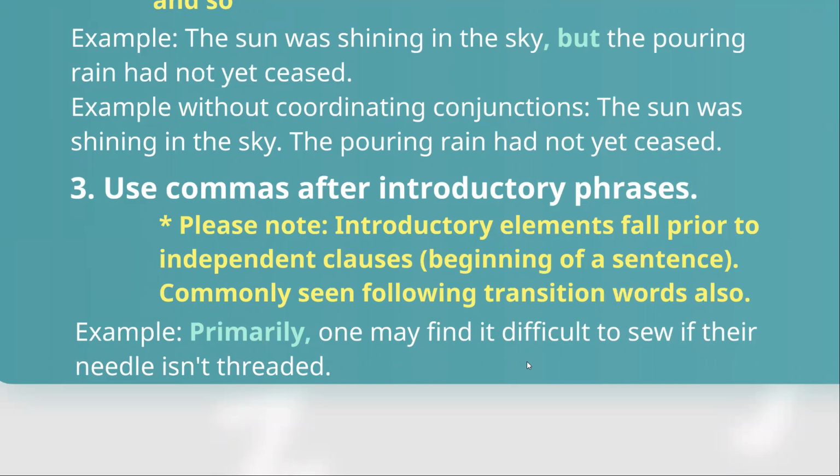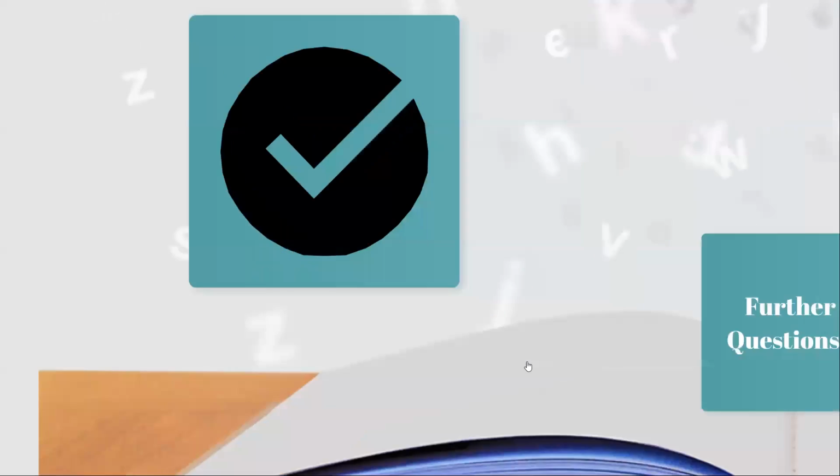Now, this rule is especially important when we're writing topic or transition sentences in essays, as transition words fall right here. Transition words introduce new ideas. So you would always use a comma after a transition word. So keep that in mind.